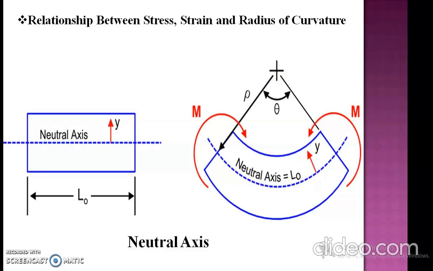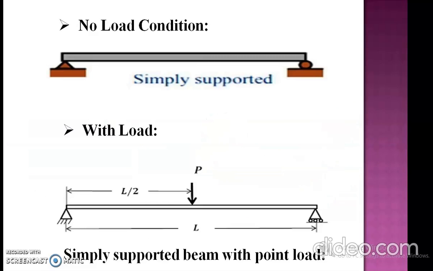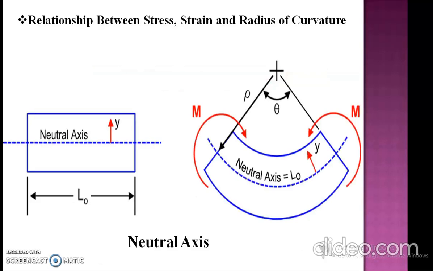What is a neutral axis? In the previous slide there is a no load condition and a load condition. When there is no load acting over the beam, the beam remains constant. It is not deformed from its original position. But when the load is applied over the beam, then the beam may deform or deflect from its original position. How it will deflect is mentioned in the next slide. Also in this slide, the neutral axis is mentioned, and it is represented by a blue dotted line.